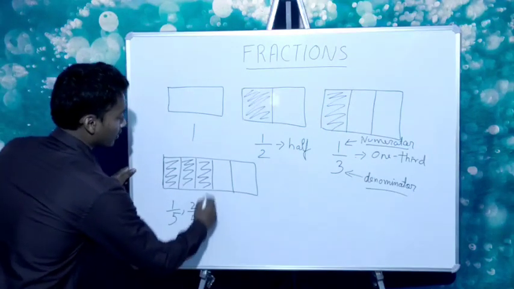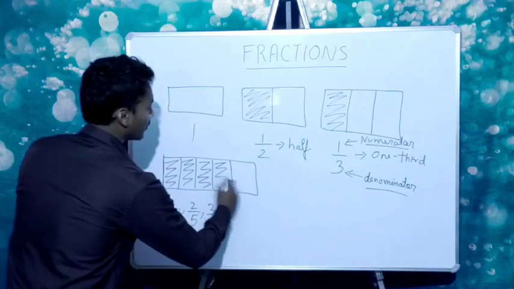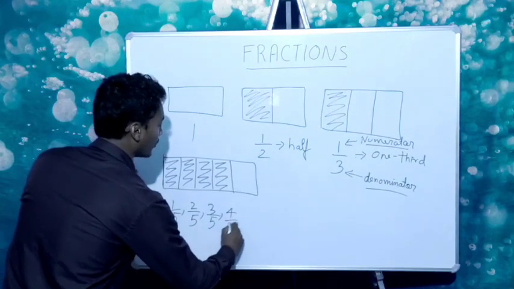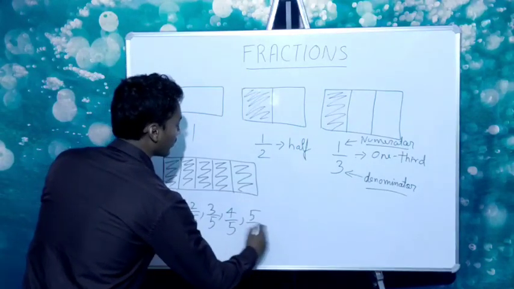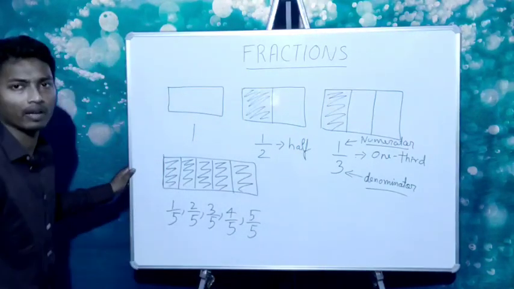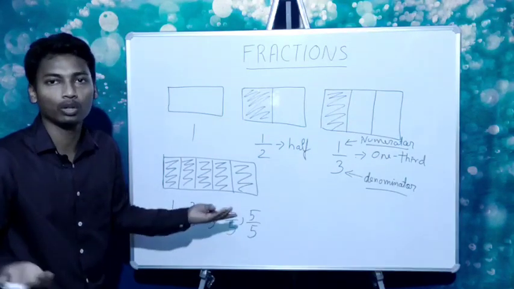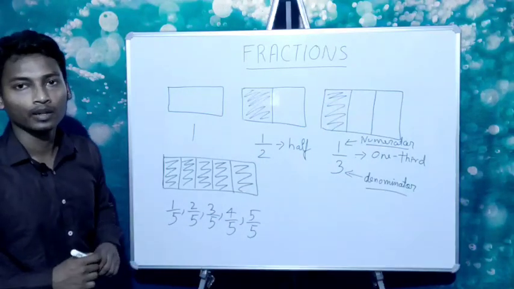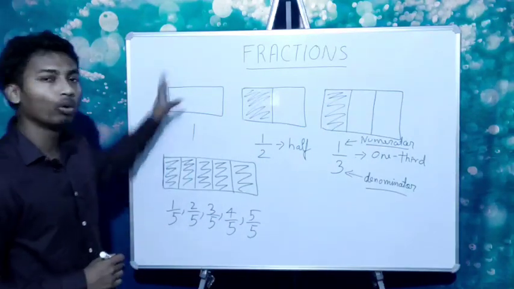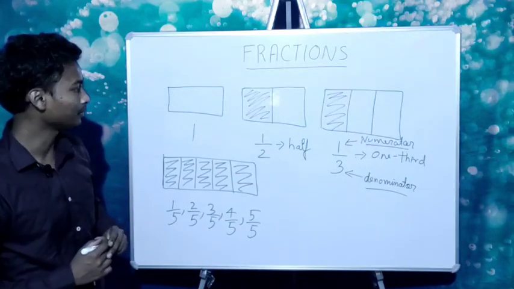If I select three parts, it will be written as 3/5. Four parts will be written as 4/5. And if I select the entire 5 parts, it will be written as 5/5 or 5 by 5, which means 5 divided by 5, that is equal to 1 whole part. So this entire rectangle is one rectangle. Okay, so one whole is greater than its fractional part, always remember that.